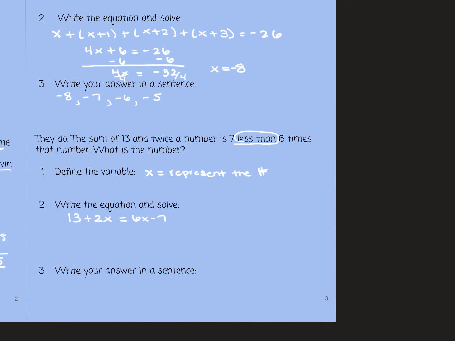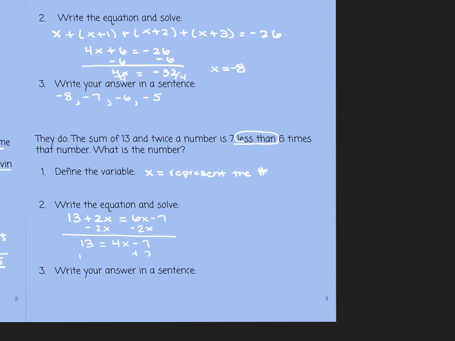Now here's where we're going to start applying those multi-step equations. So remember, our first step is to distribute. We don't have to distribute on either side. The second step is to combine like terms. We don't have to combine like terms on either side. So now we're going to move the variable. So I can either move it to the left or move it to the right. I'm going to move my 2x to the right. So I get 13 is equal to 4x minus 7.